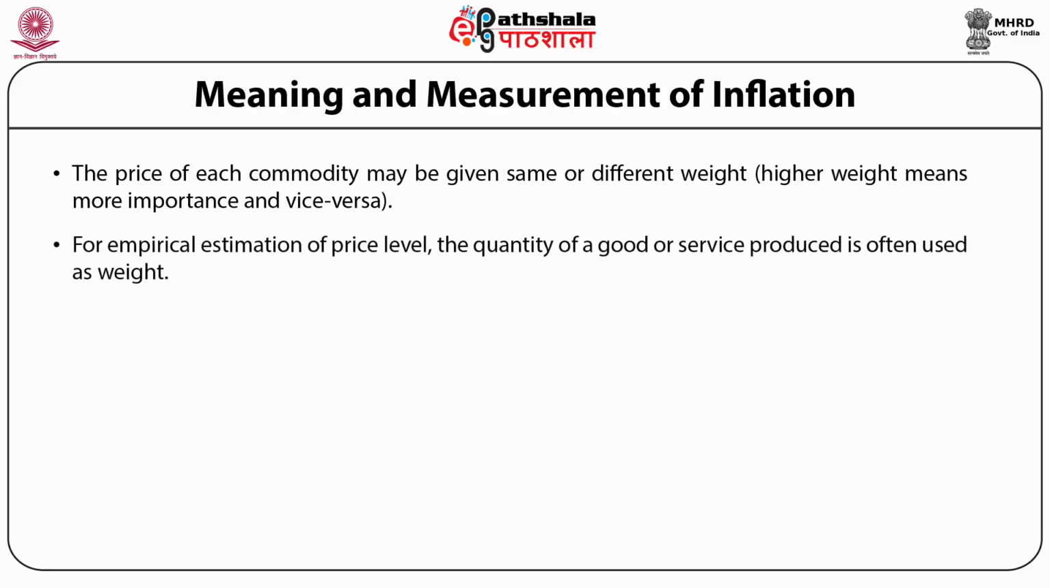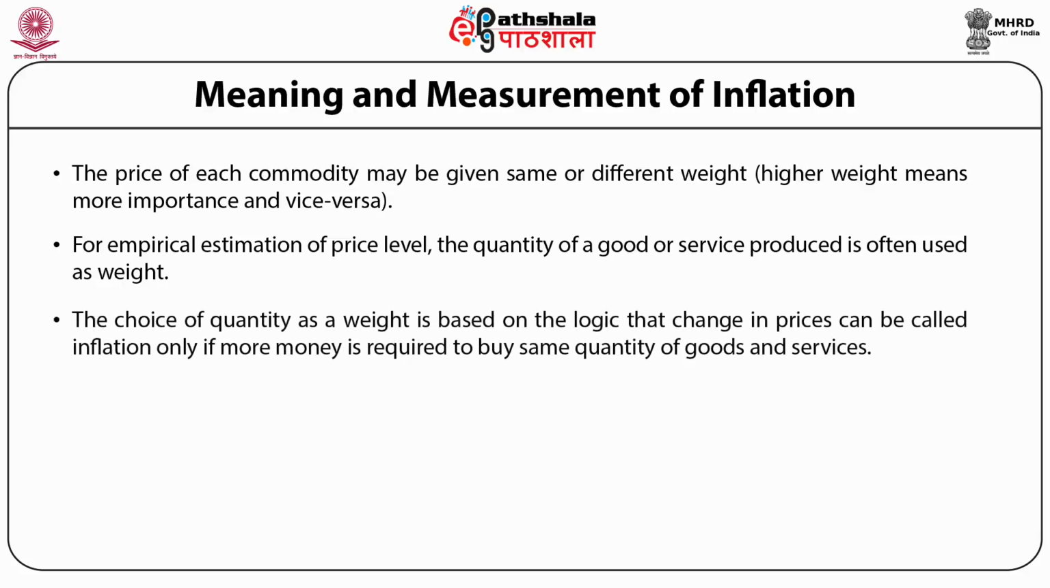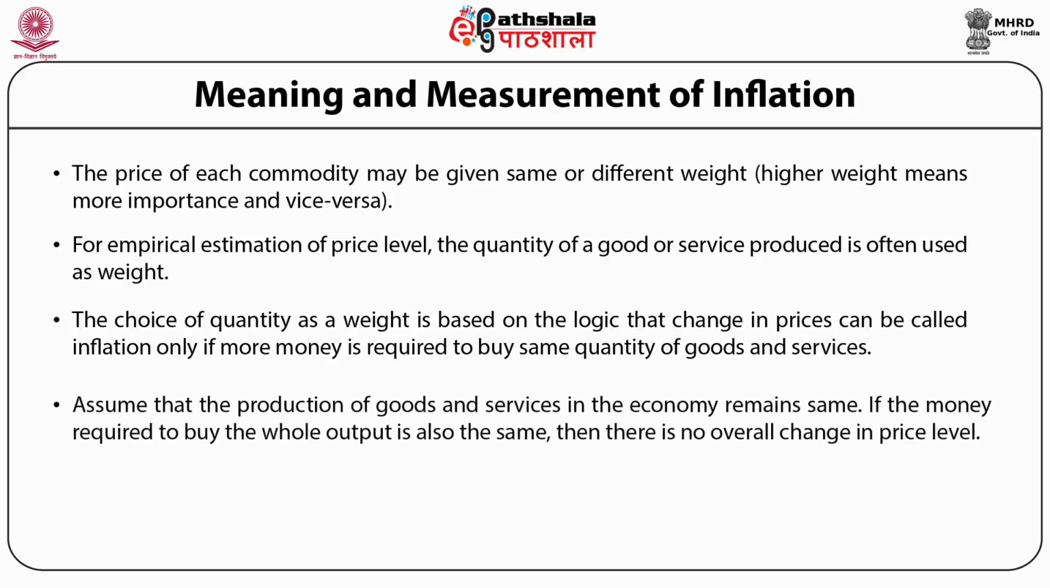For empirical estimation of price level, the quantity of a good or service produced is used as weight. The choice of quantity as a weight is based on the logic that change in price can be called inflation only if more money is required to buy same quantity of goods and services. Assume that production of goods and services in the economy remains same. If the money required to buy the whole output is also the same, then there is no overall change in the price level.